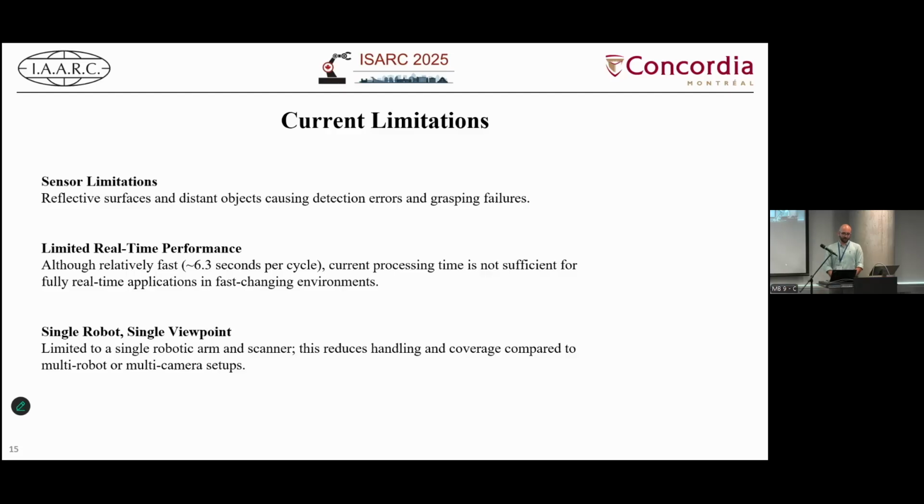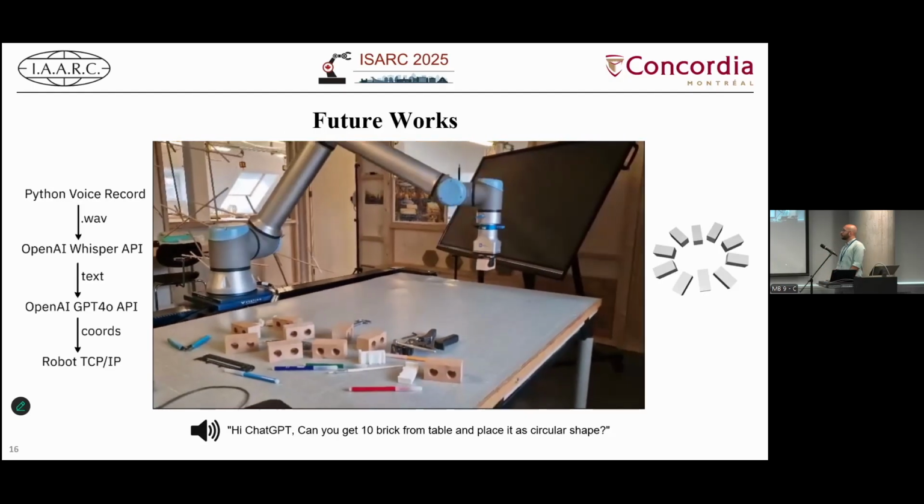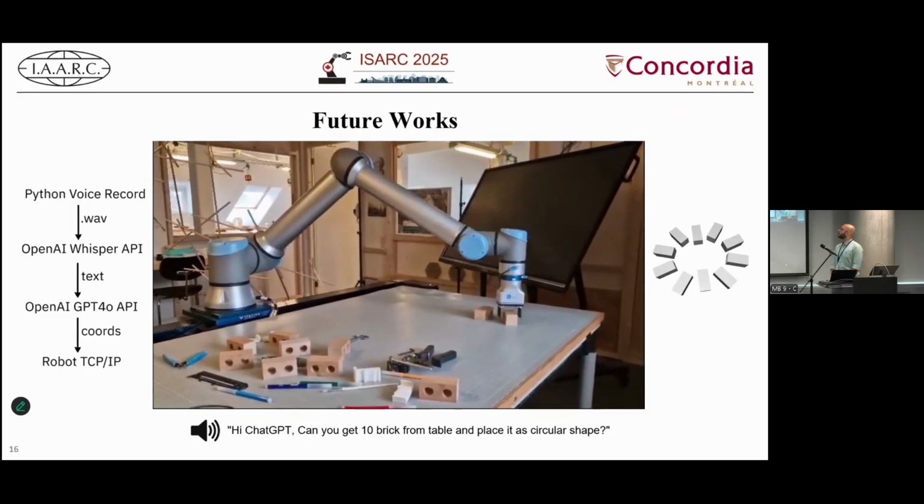We have a few limitations in our model. The first is that we are using a color sensor, and there are grasping failures on reflective surfaces and distant objects. The second problem is that it takes 6 seconds on our local machines, which is not viable for real-time applications. The third is that we are using a single robot and a single viewpoint, but we can increase that in the future. In future work, we have already started working on other implementations.